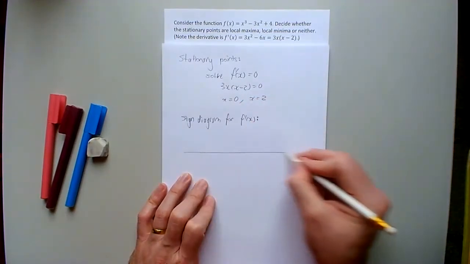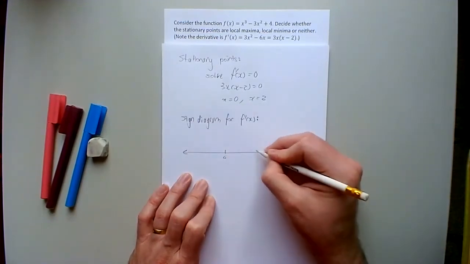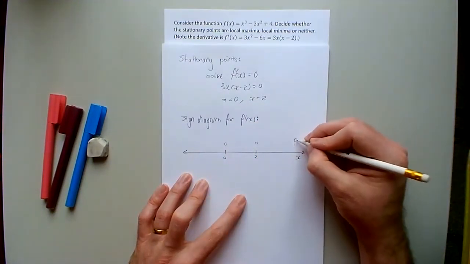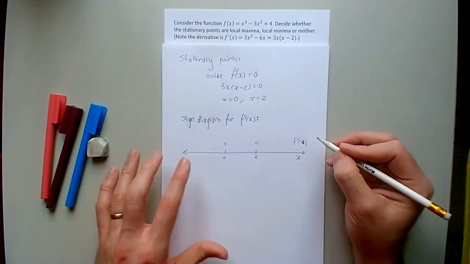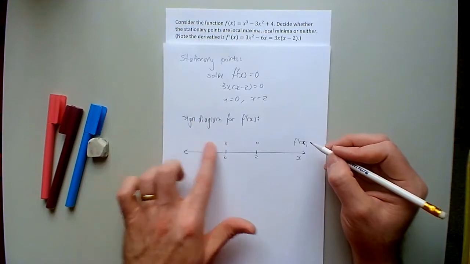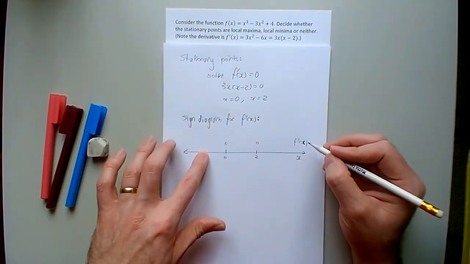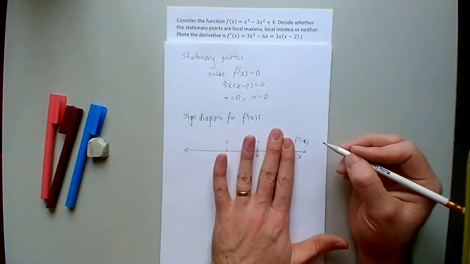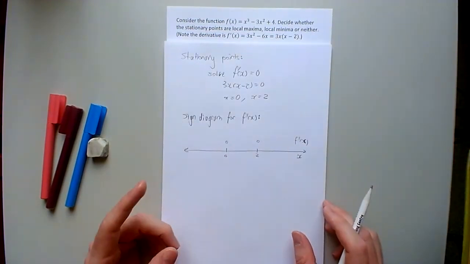Sign diagram for f dash x. So these are the possibilities for what x could be. And 0 and 2, we already know that it's 0 for both of these. And here I'm going to say whether it's positive or negative. It can't be 0 in any of these places, and it can't be positive and negative in one region, or it would have to cross 0 in there. So it's going to be all positive or all negative in each region. So all I have to do is test one point in the derivative to see whether it's positive or negative in that bit.